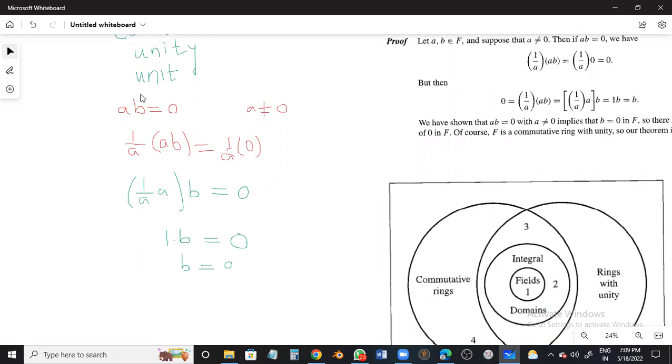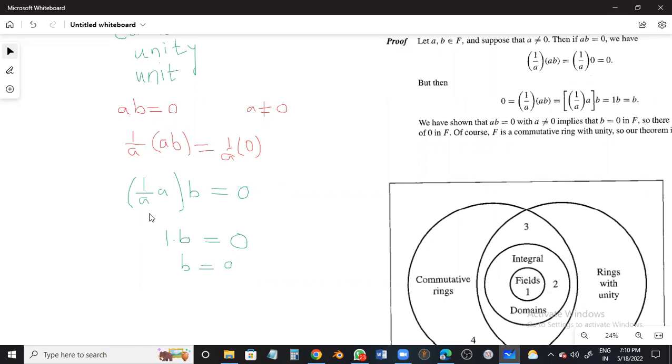So here we started with A times B equal to 0. What we want to show is that there are no zero divisors, and we assume that A is non-zero. Because A is non-zero, it must be invertible because it's a field. So 1 by A exists. By 1 by A, I multiply this equation on both sides, on the left. So 1 by A multiplied to AB will be equal to 1 by A multiplied to 0. If we multiply any number to 0, the answer is 0. So we got a 0 here.